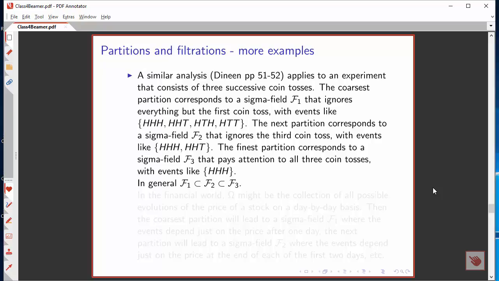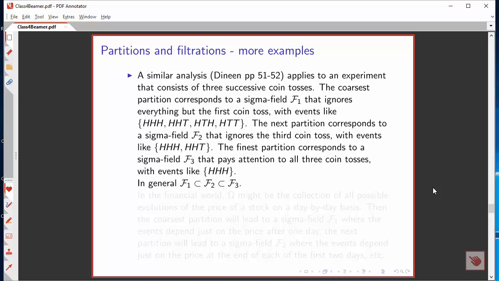You can do the same thing with coin tosses. This is nicely explained on pages 51 and 52 of the textbook. If you have 3 successive coin tosses, the coarsest partition is a sigma field that answers the question, what did you get on the first toss, a head or a tail? So an event will include head, head, head, head, head, tail, head, tail, head, and head, tail, tail.